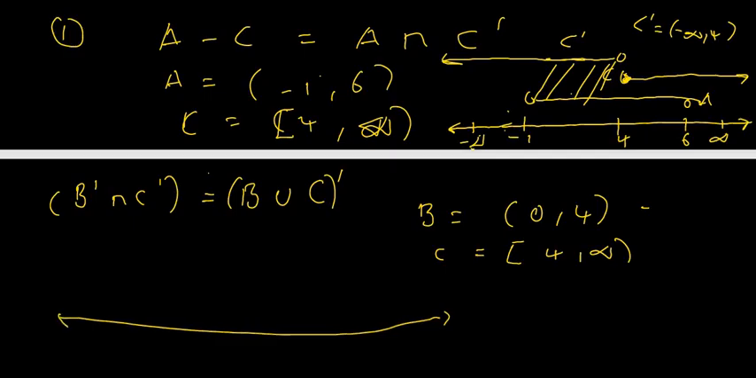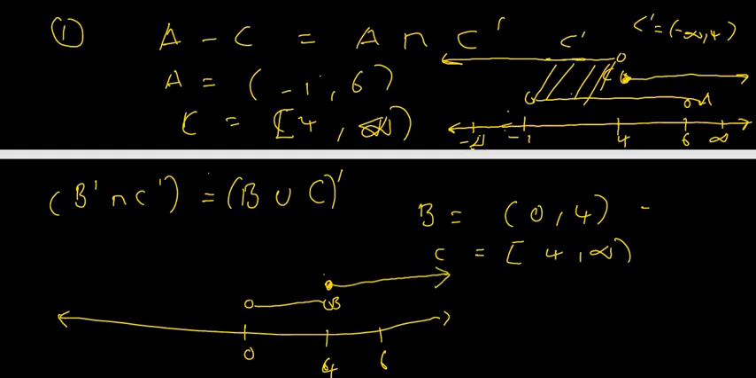Pardon my handwriting. Okay, so this is where 0 is. Then we have 6 there, I mean we have 4. Then there we have 6. Okay, then from there we can say our B is from 0 to 4, which are both not included. Then from C we have 4, which is included, all the way to positive infinity.